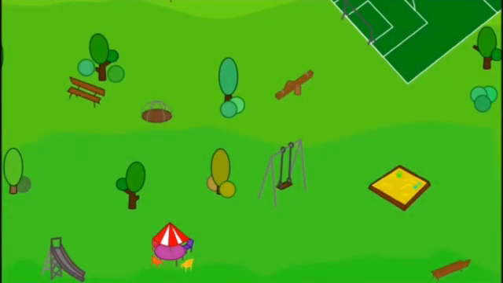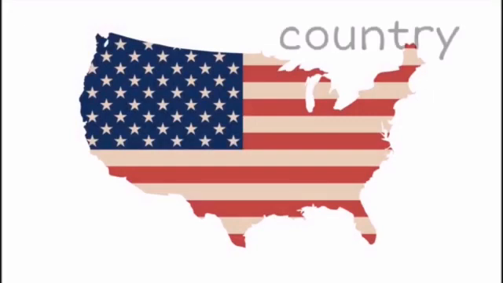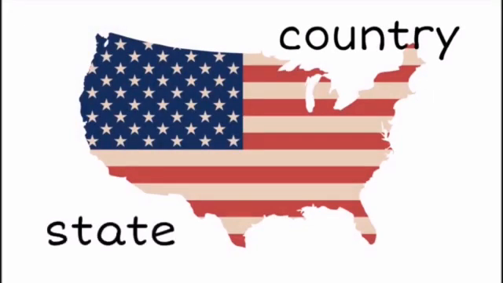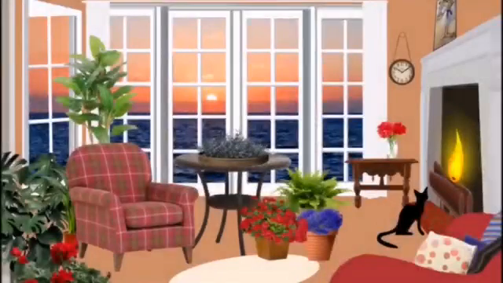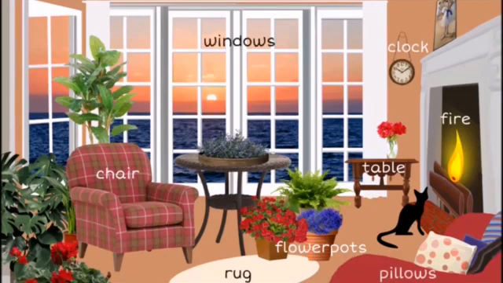Nouns can also name places. Playground and park are nouns that name places. Words like country and state name places too. There are many, many words to name the things that are around us. Anything you can touch, see, hold, or feel is a noun, a type of noun called a concrete noun.